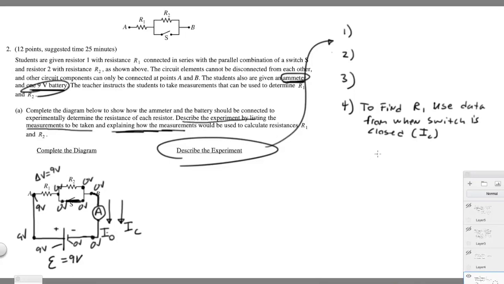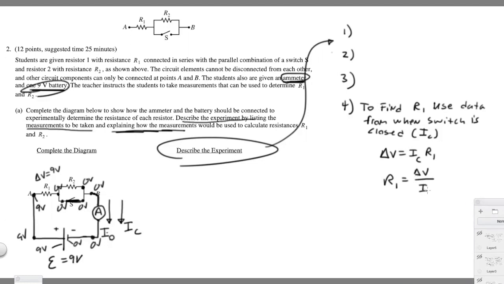So we're going to use Ohm's law here. Delta V equals I with the switch closed, R1. So therefore, resistor 1 is going to be the voltage across resistor 1 divided by the current when the switch is closed. So this is going to be 9 volts divided by the current when the switch is closed. Did they give that to us? They did. Where is it? Where did they say that?